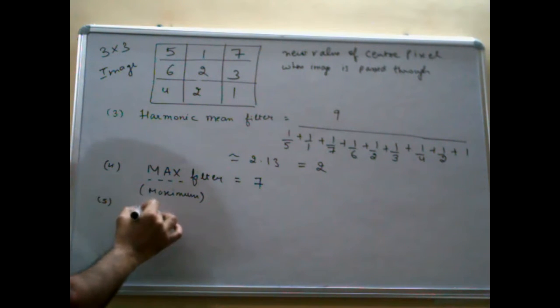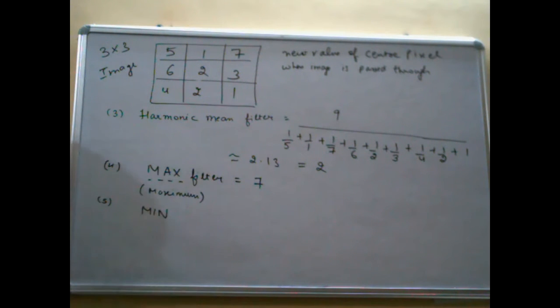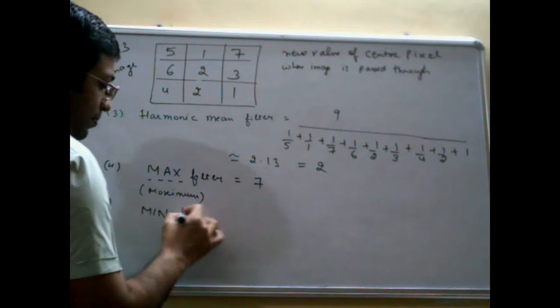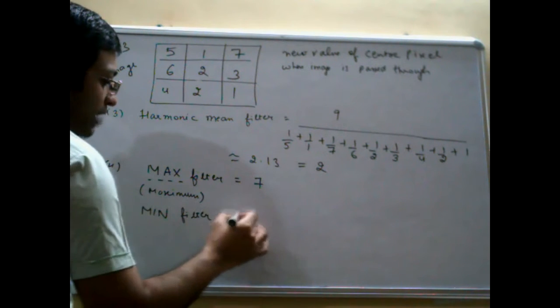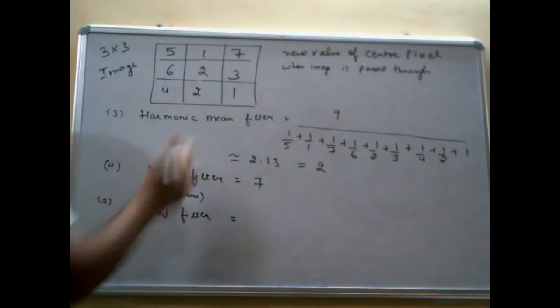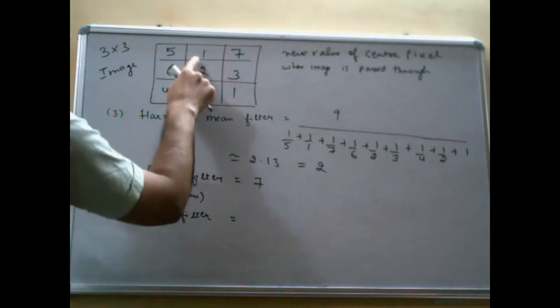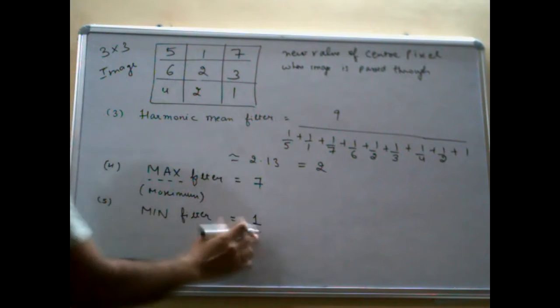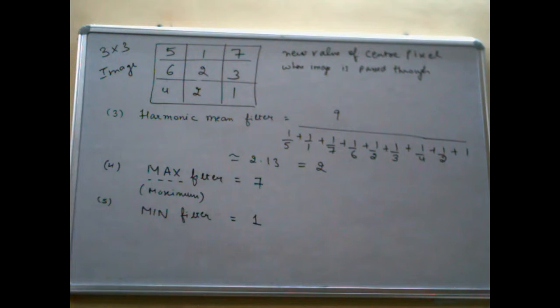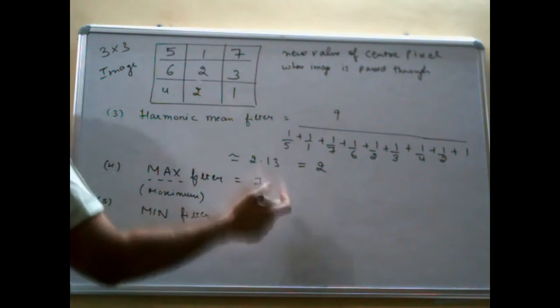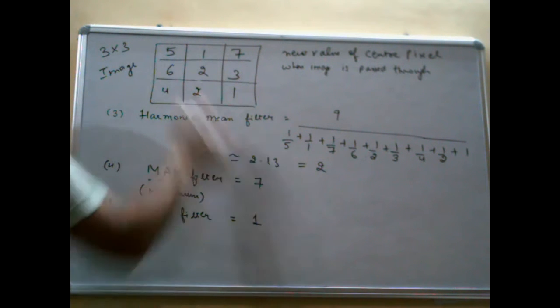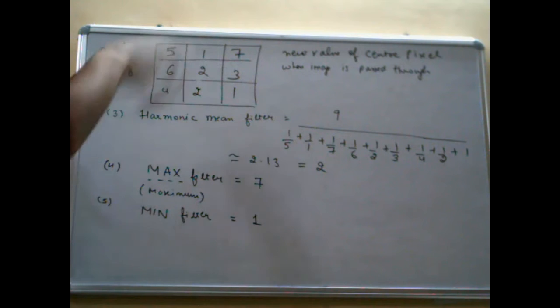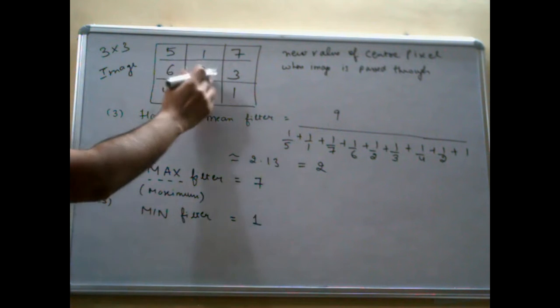Then comes the min filter or minimum filter. This is opposite to the max filter. In this case, what is the lowest possible value? That is 1. So you will replace the center pixel by 1. So just see the minimum value in the 3 cross 3 window around the center pixel, that will be the result.